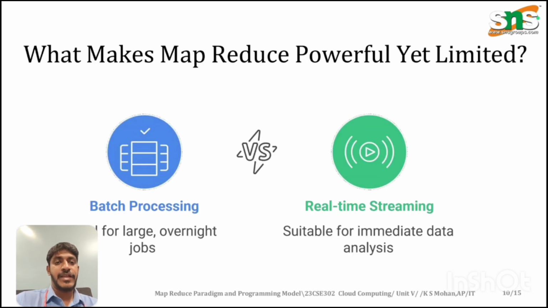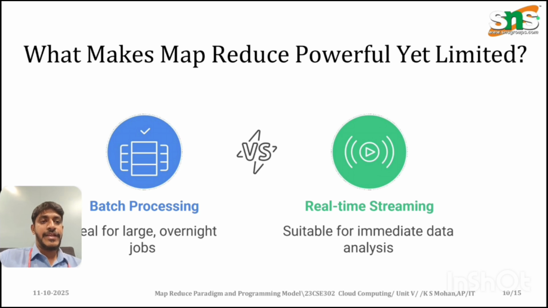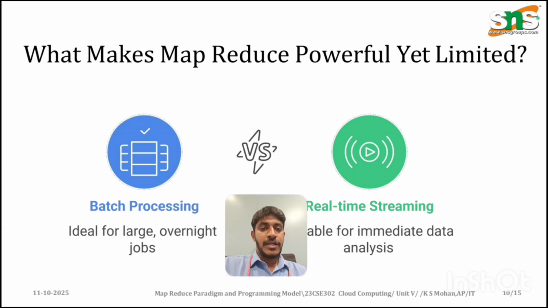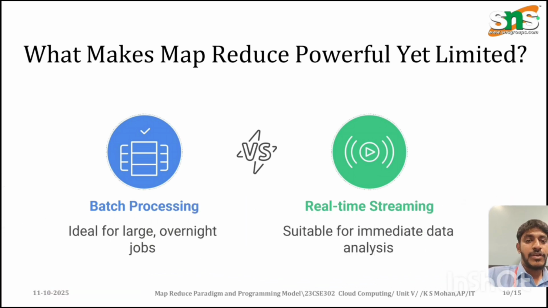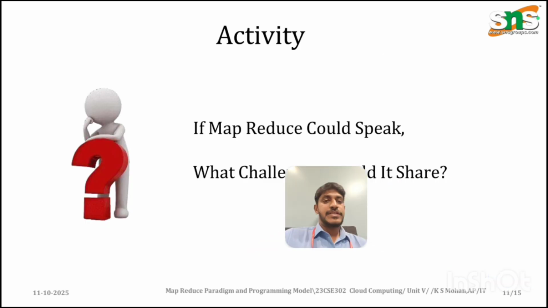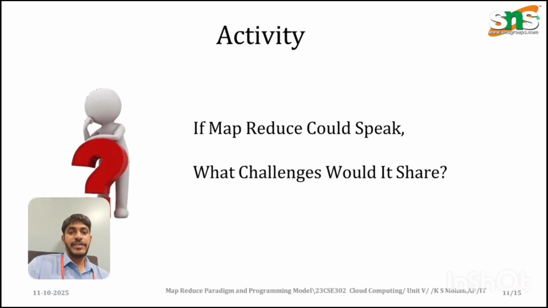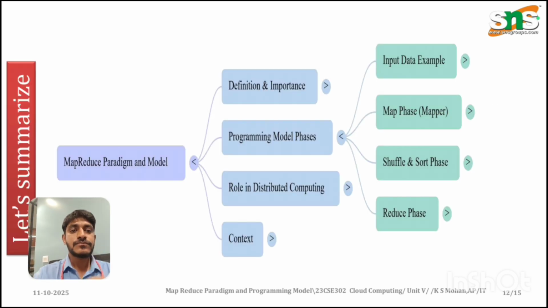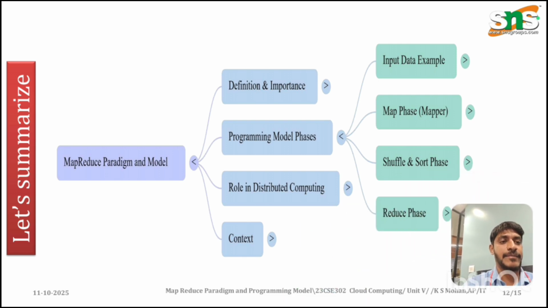In this example we see MapReduce is powerful yet limited. It is batch processing, ideal for large jobs and overnight runs, but not for real-time streaming and immediate analysis. Let's have a small activity here: how could MapReduce help, and what challenges would it face? Then next we summarize these kinds of MapReduce problems.